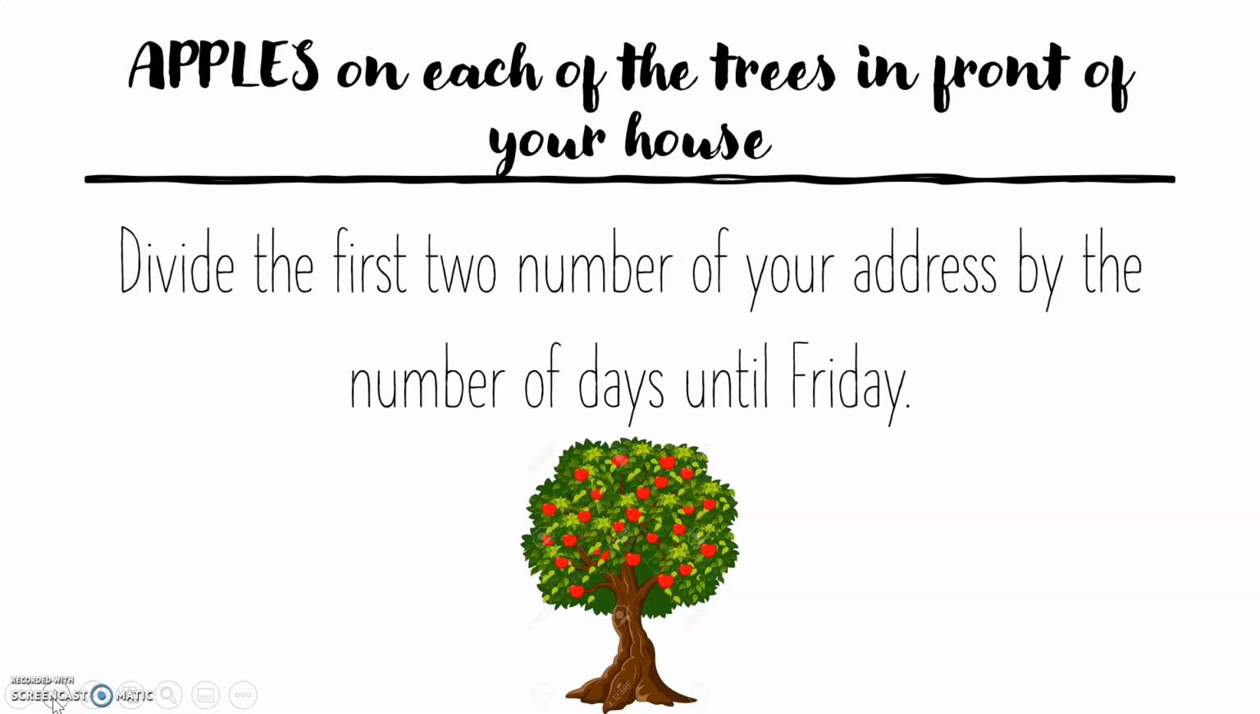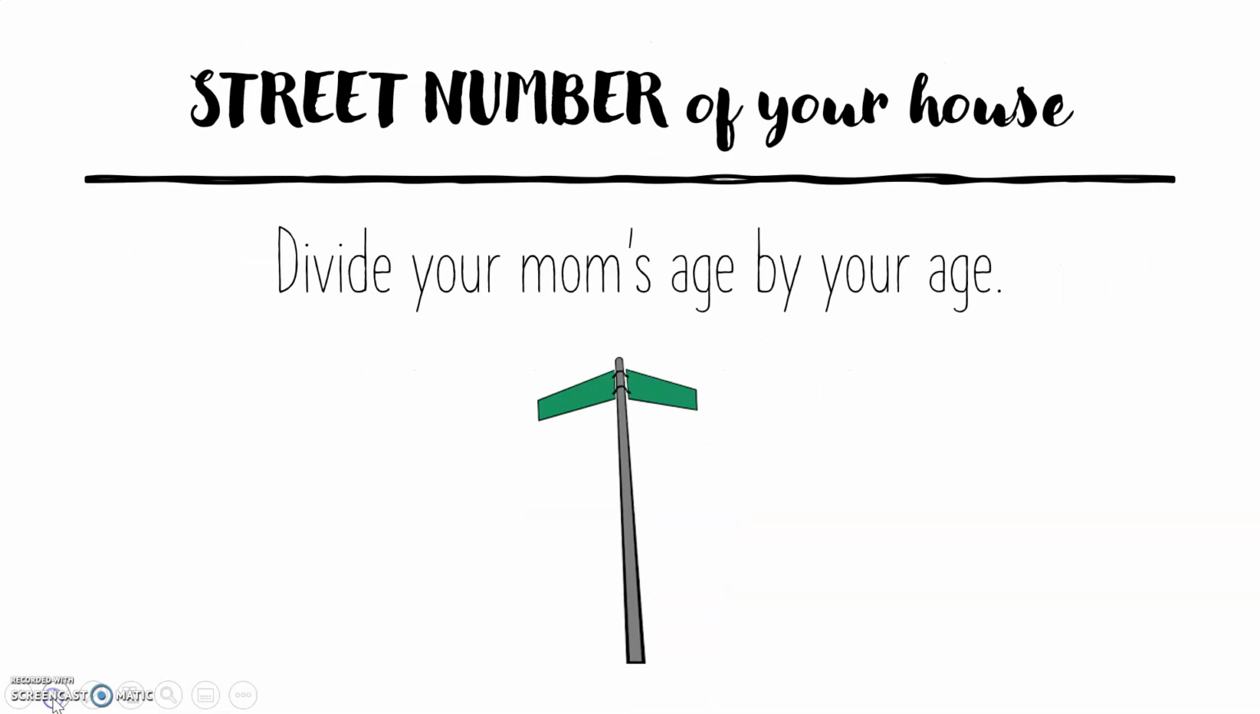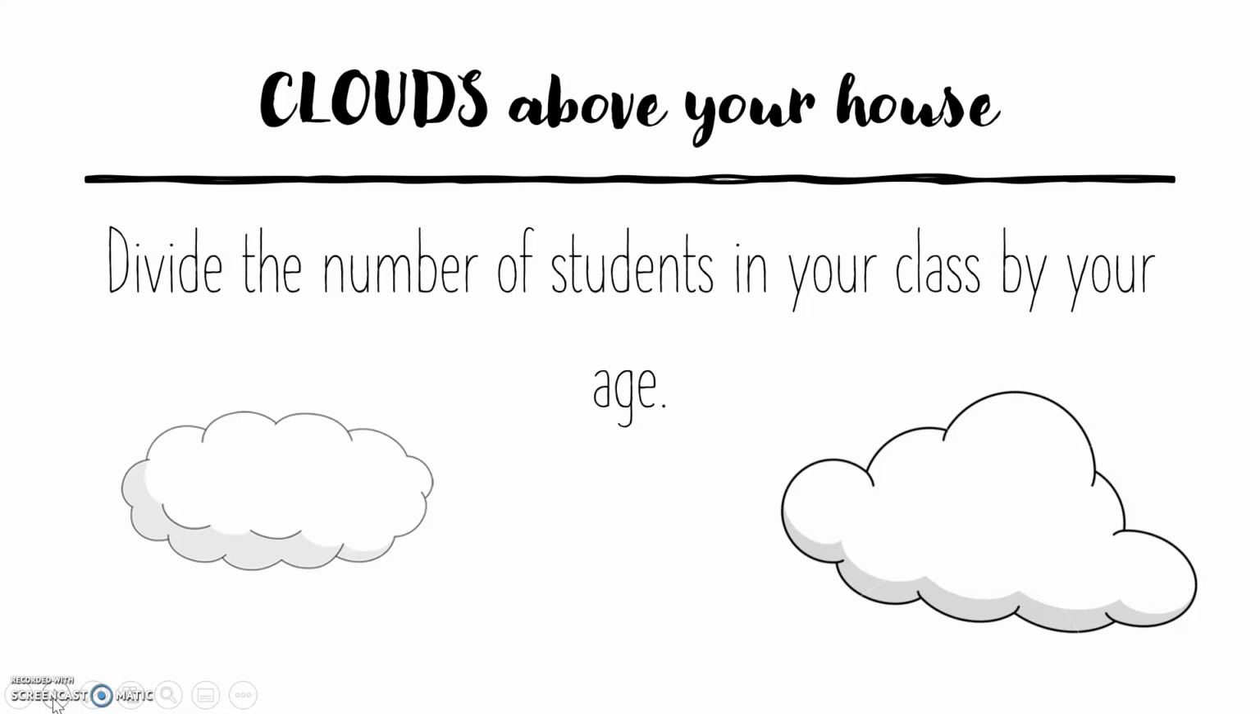How many apples will be on each of your trees? Well, divide the first 2 numbers of your address by the number of days until Friday. To find your street number of your house, your equation will be divide your mom's age by your age. To find the clouds above your house, our equation will be divide the number of students in your class by your age.